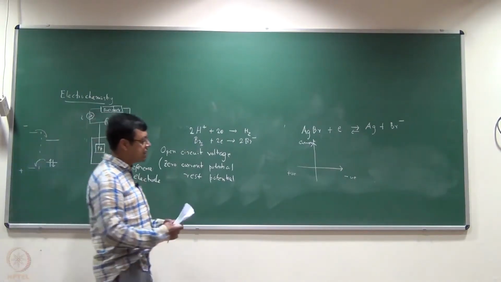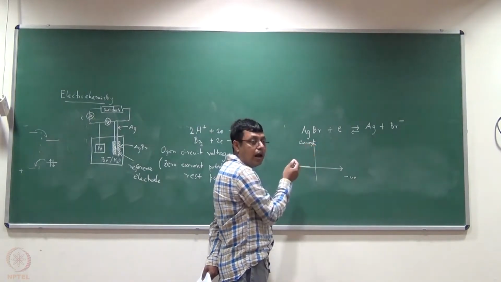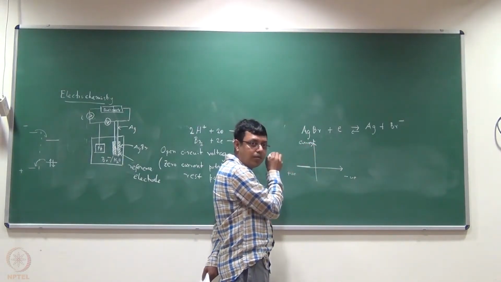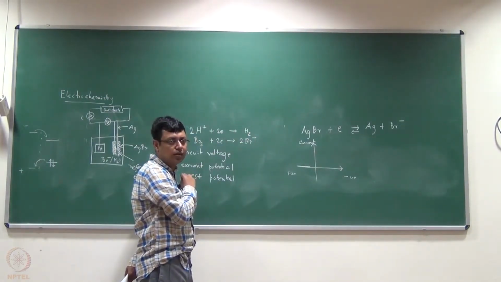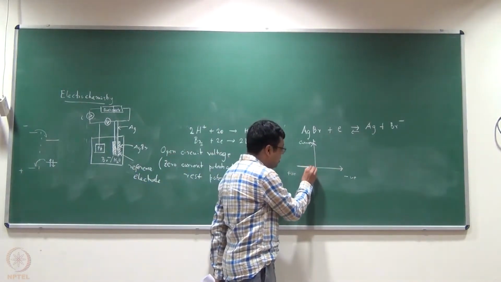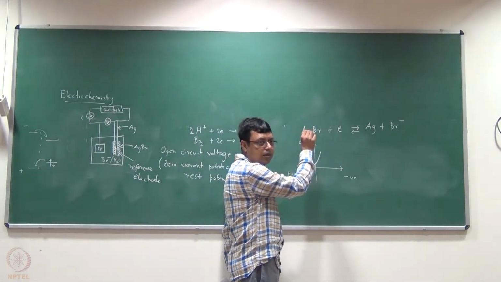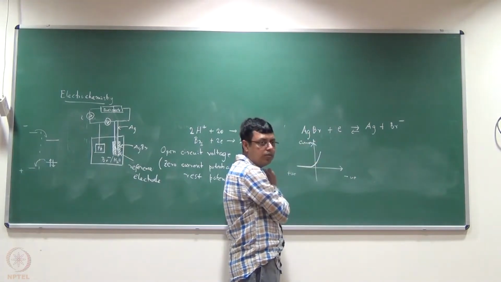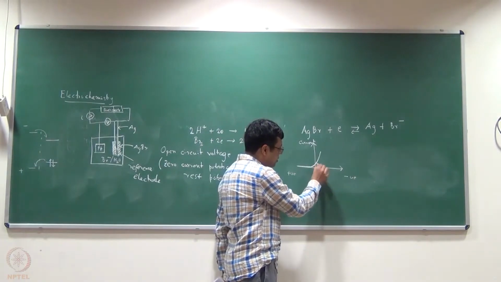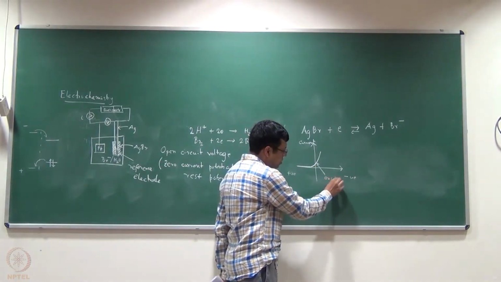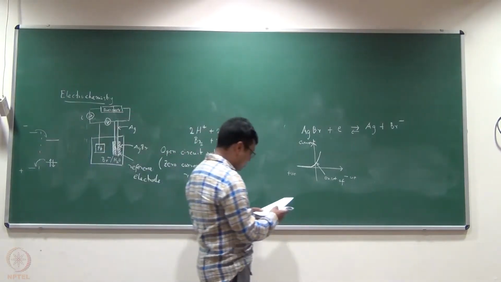So if I scan the potential, at some point I will see that all of a sudden the current will rise. At what point? The point where the potential matches the standard reduction potential of this species. Clear? So I'll have a current like this, shooting up with a very small change in potential, which means I have already reached that point. So this marks the onset of this reduction, H plus reduction.